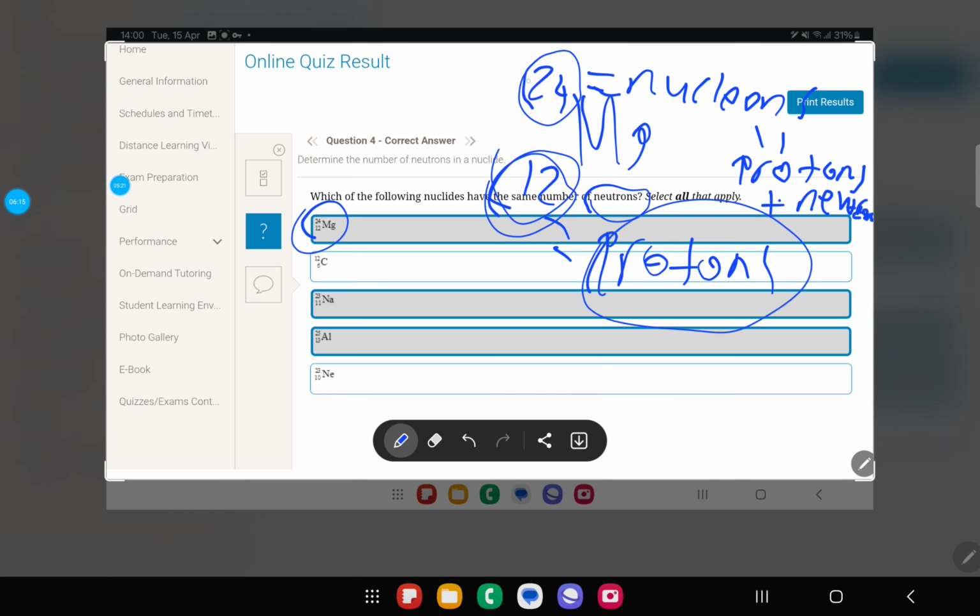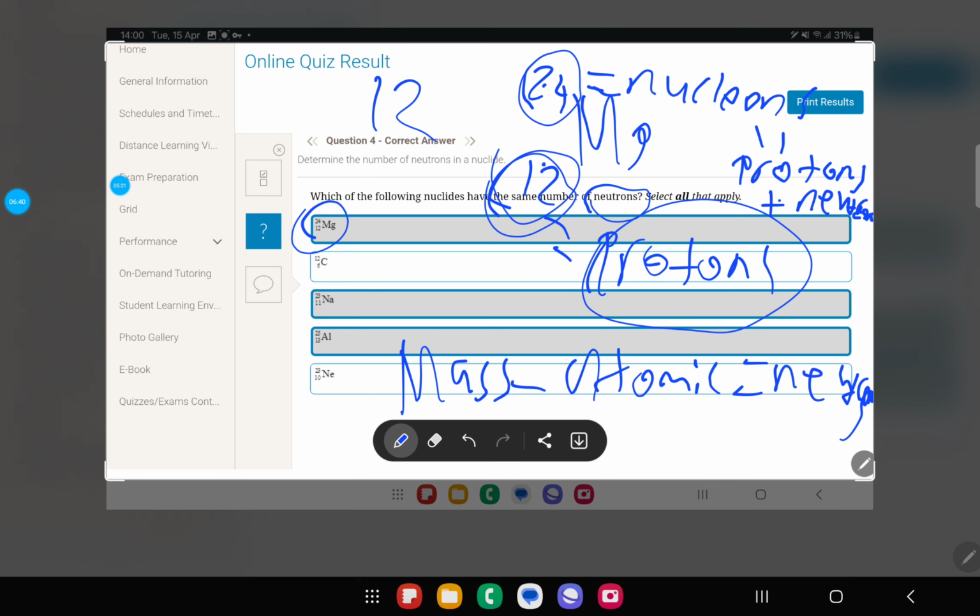So it's just 24 minus 12. Anytime you want to find neutrons, you just subtract the atomic number from the mass number, and then you get the neutrons. Okay. So now they're asking us to compare all of these elements, which of them have the same amount of neutrons. Okay. So here it's 24 and 12, so 12 neutrons.